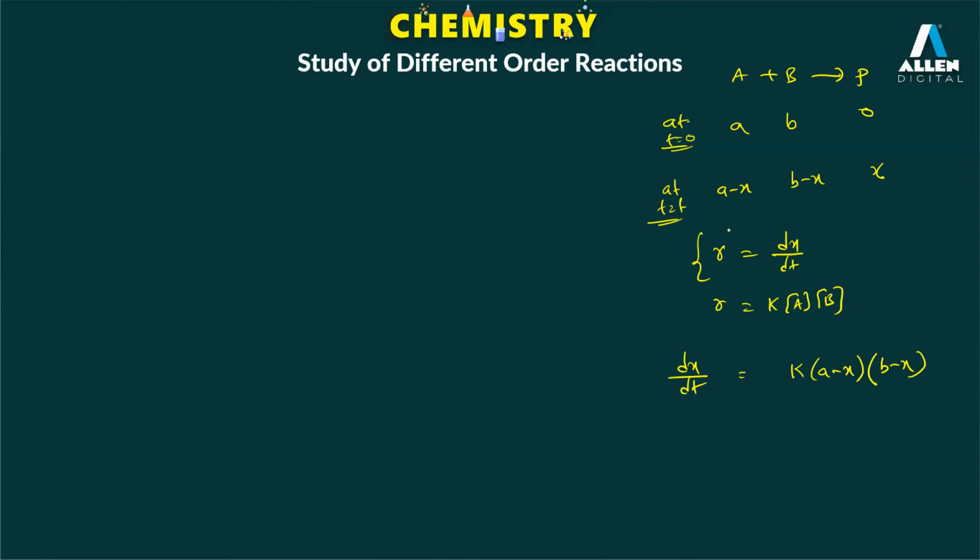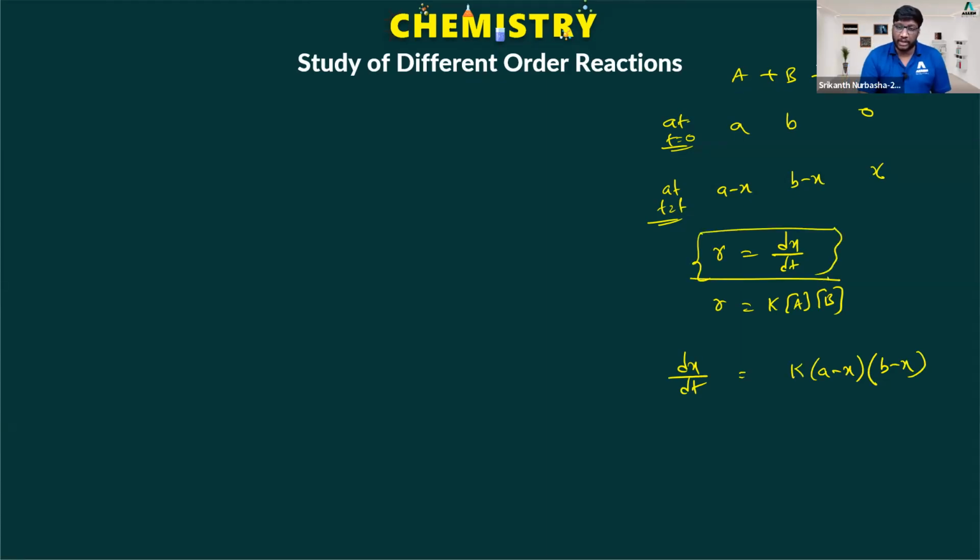Why am I writing rate as dx by dt? Because there are two reactants A and B whose concentrations are different. I can't write minus d concentration of A by dt alone, as then I'll have only one expression. So I write the rate with respect to the increase in product formation, because x is the number of moles of product obtained. So dx by dt is the change in concentration of product by the time required for that change. Rate is equal to dx by dt, equal to k into (a minus x) into (b minus x). I can rearrange this equation as dx by (a minus x)(b minus x) is equal to k dt.